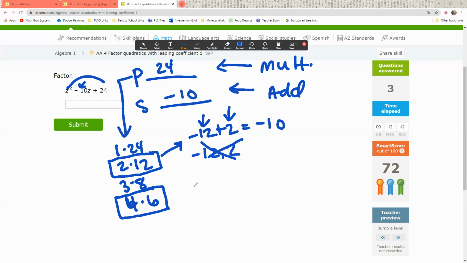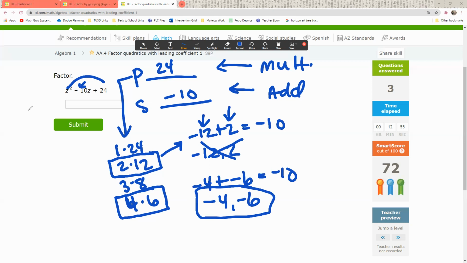4 and 6, though, I could do a negative 4 plus a negative 6. That would make negative 10. And negative 4 and negative 6 do multiply to be a positive because it's negative times negative. So this is the right pair. So this is actually a really good example. I'm very glad this came up.